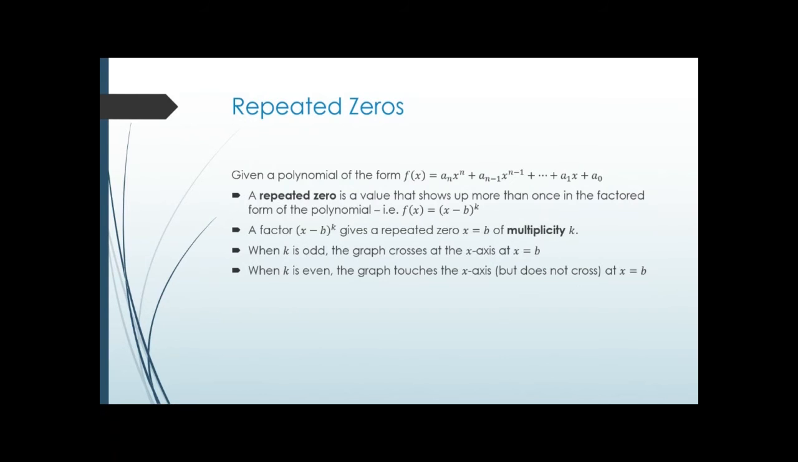What's special about the multiplicity is what it does to the graph. If it has an odd multiplicity, so if it only shows up once or maybe it shows up 3 times, the graph crosses the x-axis. I'm going to just demonstrate what that would look like. If I had a 0 of -2 with an odd multiplicity, it just means that my graph goes through that point. It crosses the x-axis.